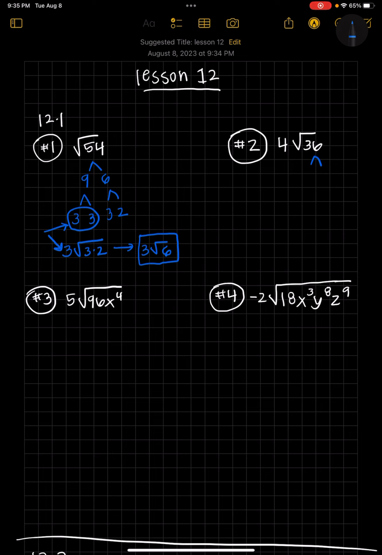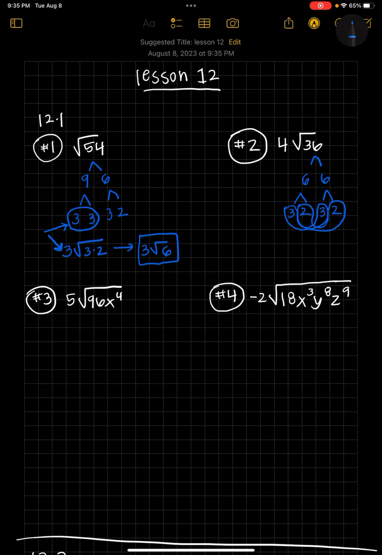So 36, I know, is 6 times 6. I'm just going to show you this. I could have stopped right here because I have a pair of 6s, but I'm going to break it down into my prime factors. So I know 6 is 3 times 2, which means that this 6 is also 3 times 2. So I have a pair of 3s right here and a pair of 2s right here.